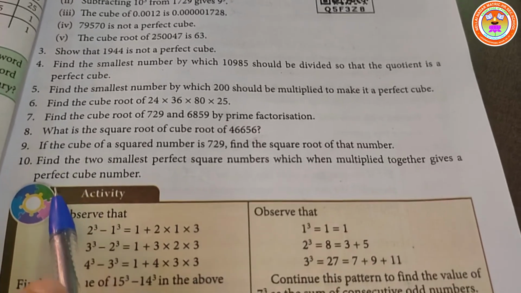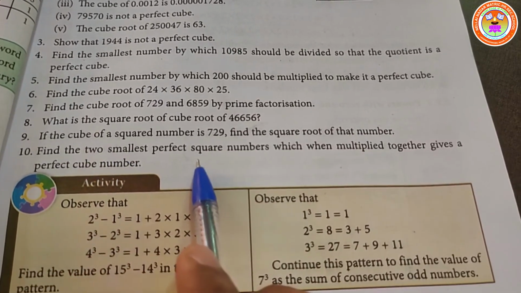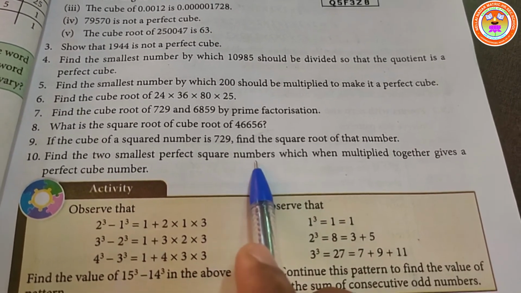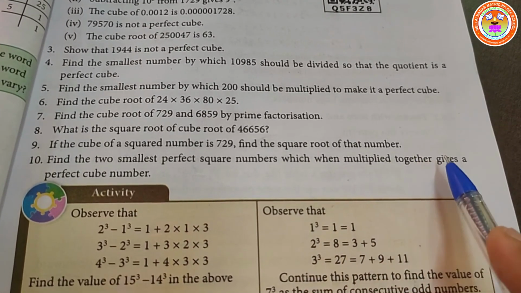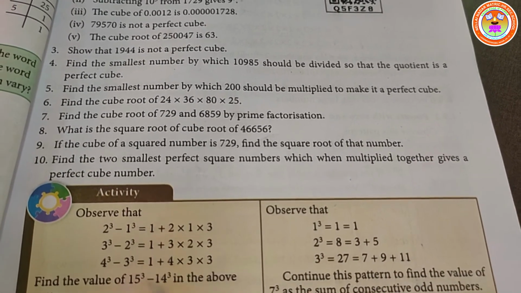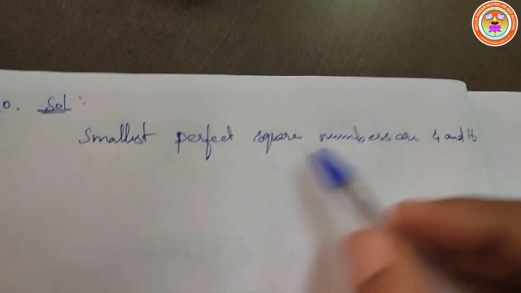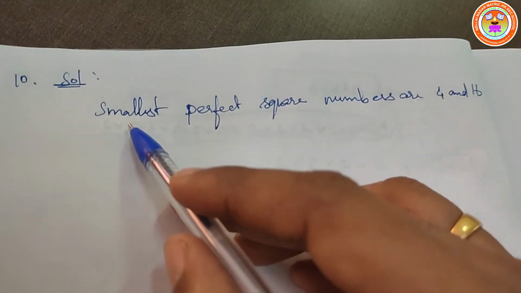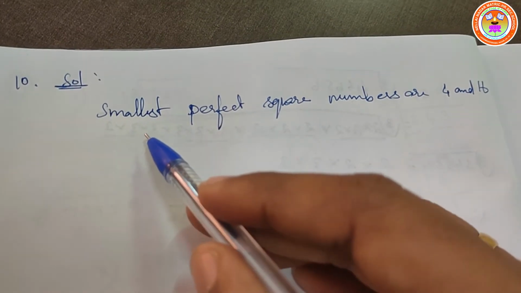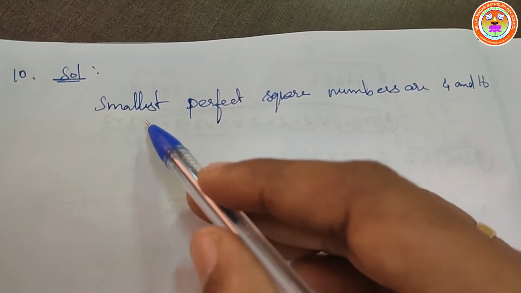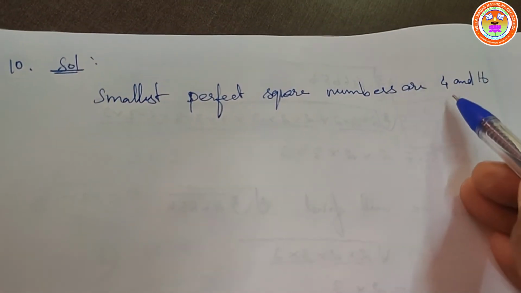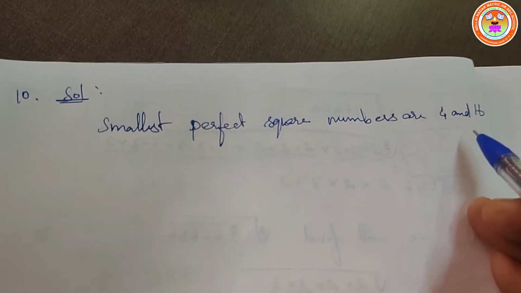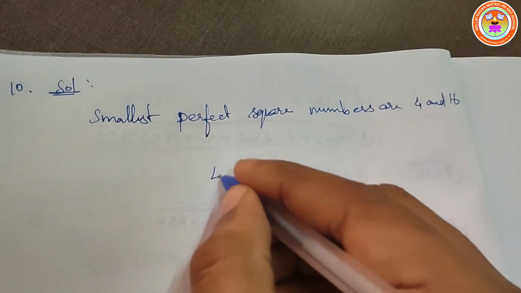The 10th question is, find the two smallest perfect square numbers which when multiplied together give a perfect cube number. 10th question, solution. The smallest perfect square numbers, we will take 4 and 16, and they asked us to multiply this 4 and 16.